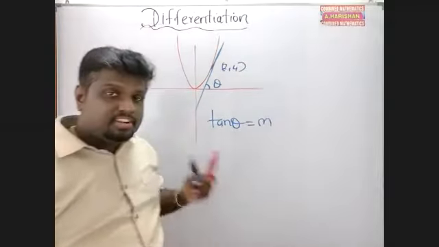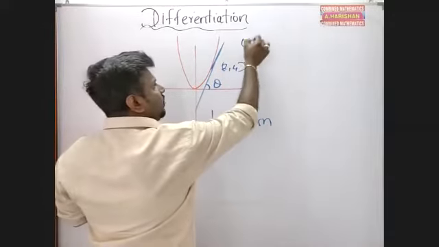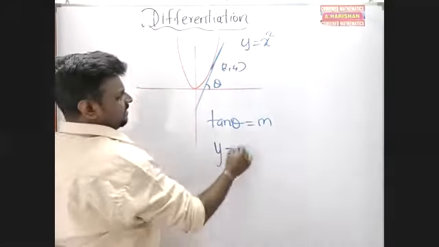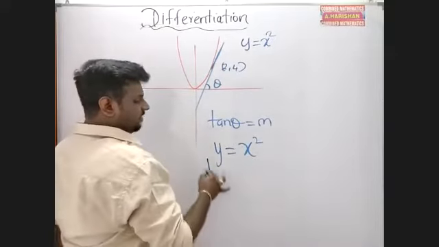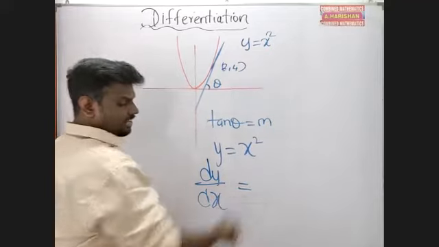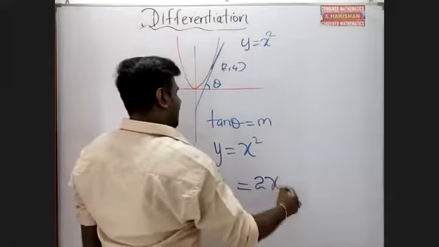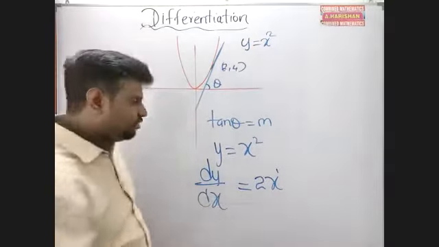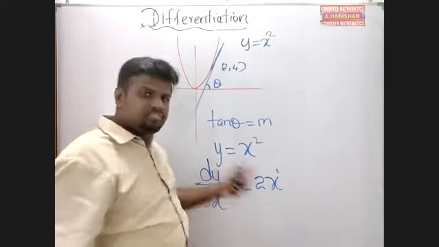Now, using the differentiation process, how do we do that? You need to know the equation of the curve, so y equals x squared. According to the differentiation rule, dy by dx will be: put the 2 down and subtract 1 from the 2. Then it is 2x. So what is the meaning of this?